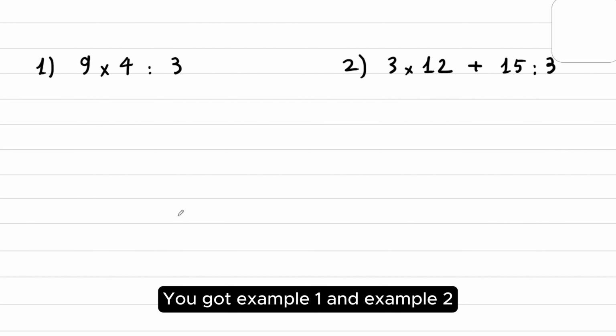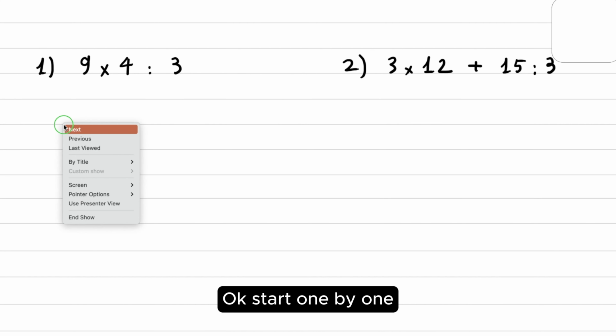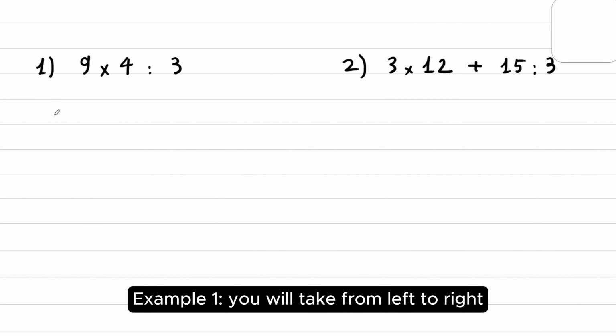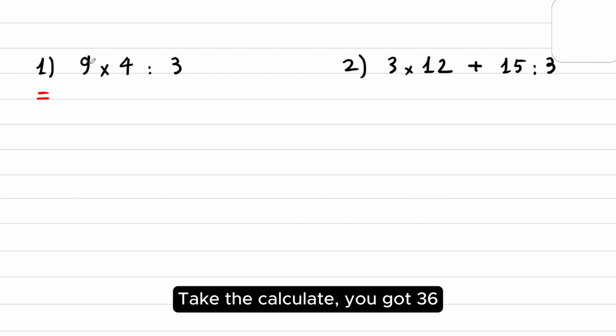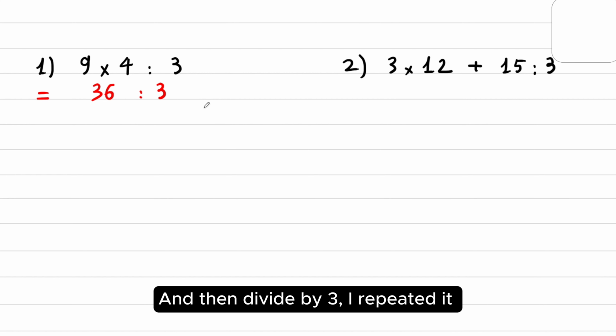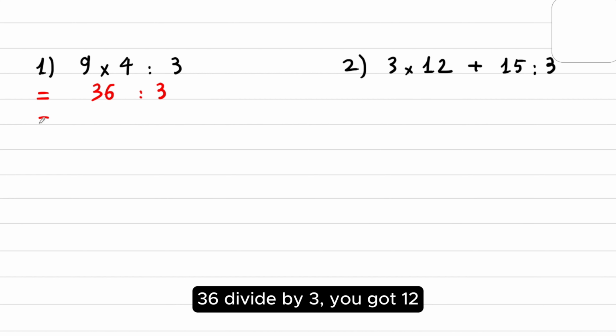You have example 1 and example 2. Example 1, you have 2 operations. Example 2, you have 3 operations. Okay, start one by one. Example 1, you will go from left to right. You have 9 multiply 4 first. Calculate, you get 36. And then divide by 3, I repeat it. 36 divided by 3, you get 12.